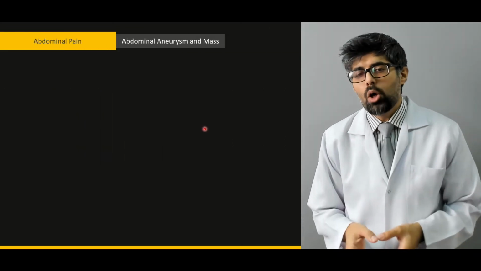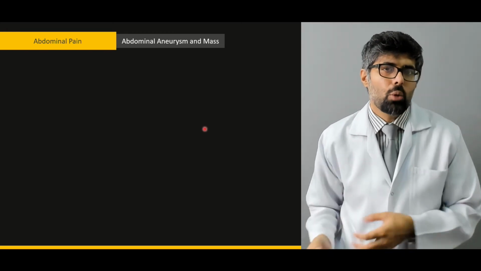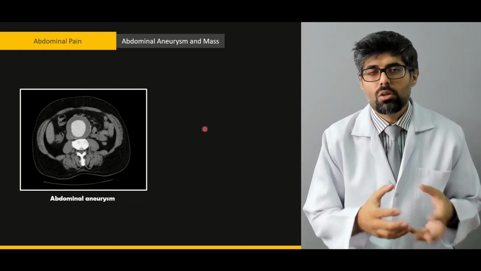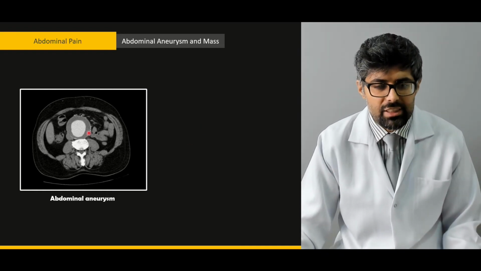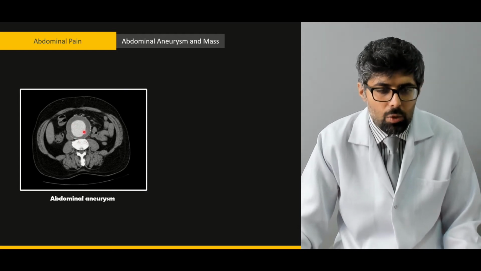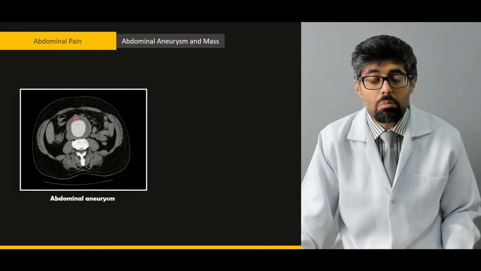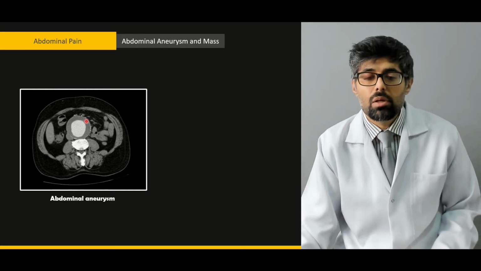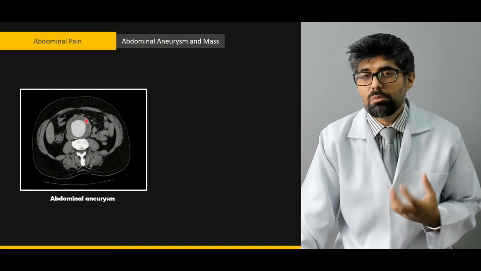Another cause of abdominal pain is usually an abdominal aneurysm or an abdominal mass. Now, an abdominal aneurysm can be visualized on an axial CT scan. Here in this CT scan, this is the aneurysm which has ballooned out and there is blood inside of it. This aneurysm might get ruptured and the patient might become hemodynamically unstable, or it might not get ruptured. In either case, this must be dealt with.